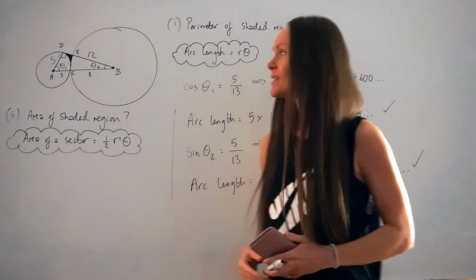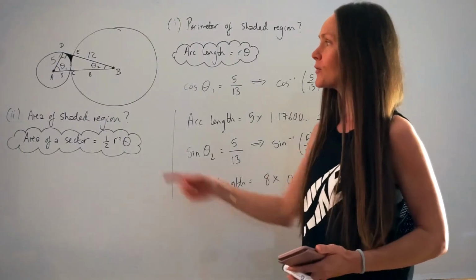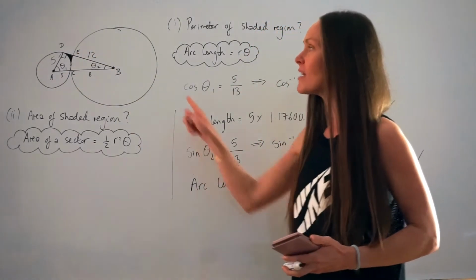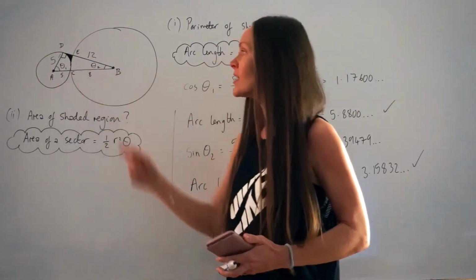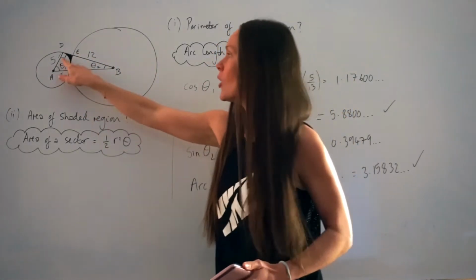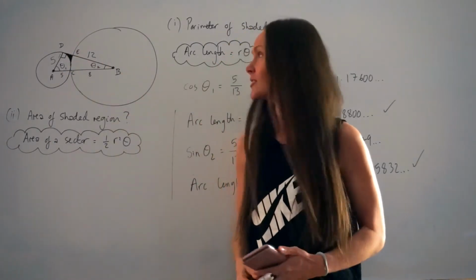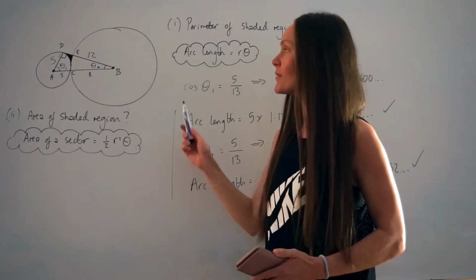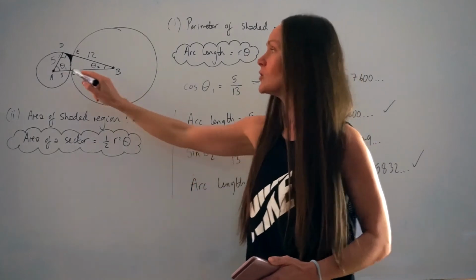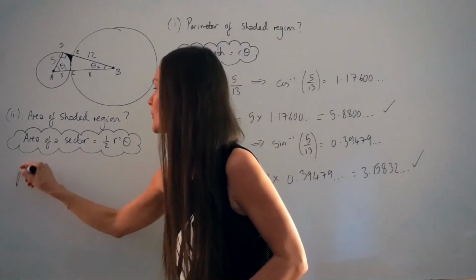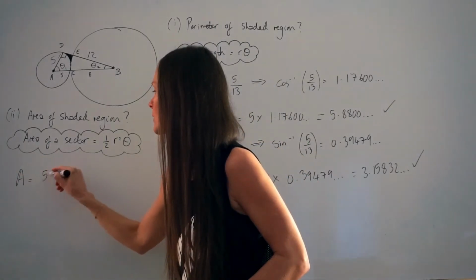In the second part of this question, we have to work out the area of the shaded region. So to work out the area, I'm going to work out the area of this triangle, and then I'm going to subtract the area of these two sectors here, as that will leave me with the area of the shaded region. So if I start by working out the area of this triangle, I'm just going to use the formula base times height divided by 2. So 5 times 12 divided by 2.